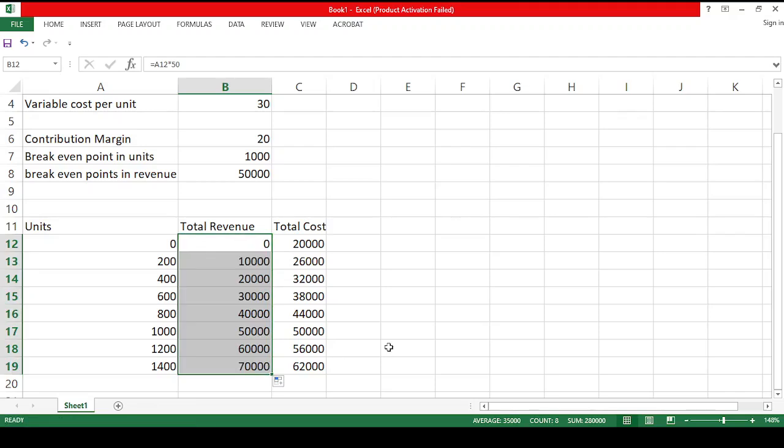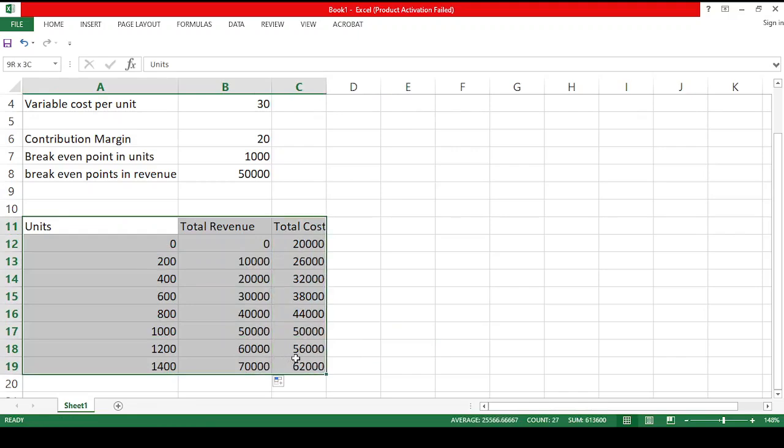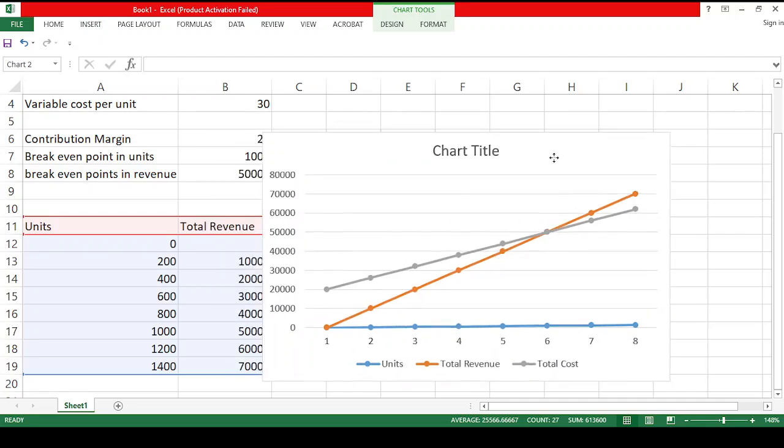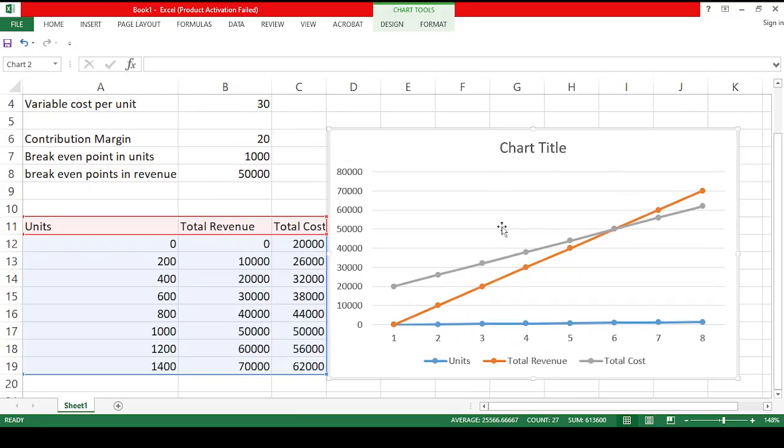So let's try and visualize it with the data so we can understand it better. Line charts. Okay. So based on our chart here, the break-even point is where the total revenue and total cost lines meet. That's the break-even. So the break-even here is 50,000. So it's just the same as the break-even point revenue we calculated. So it means it's correct. I hope you find it useful.